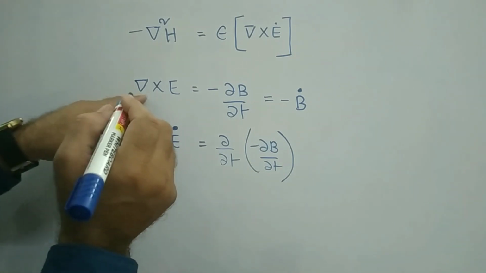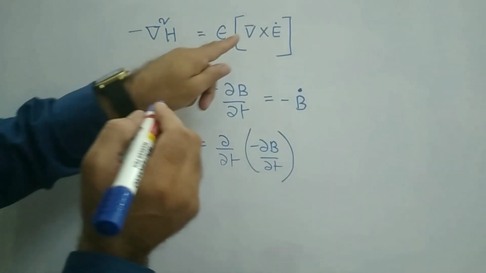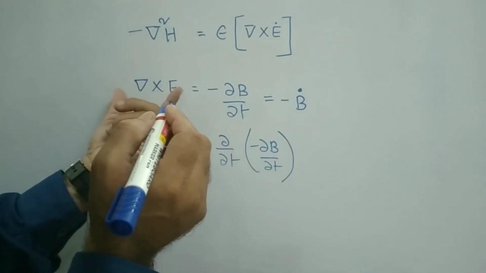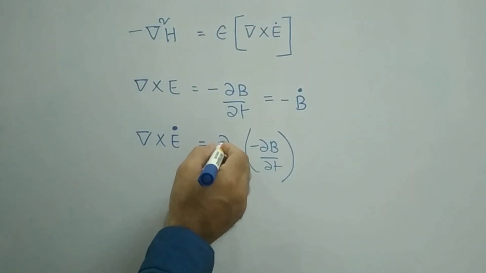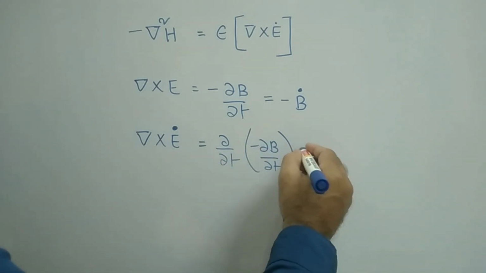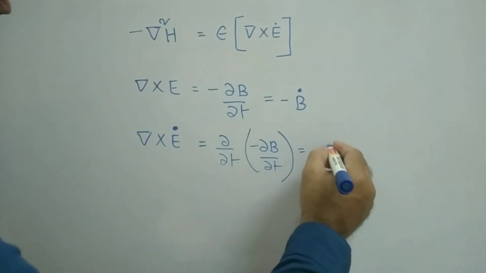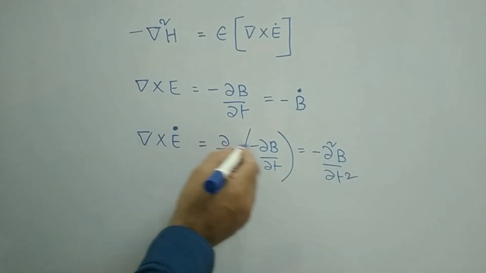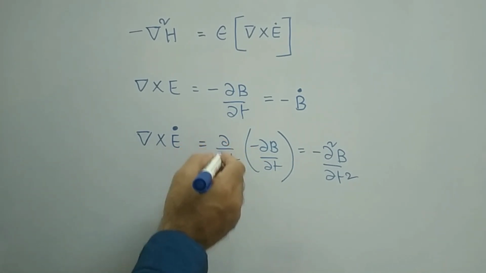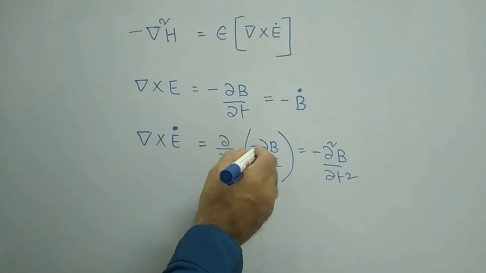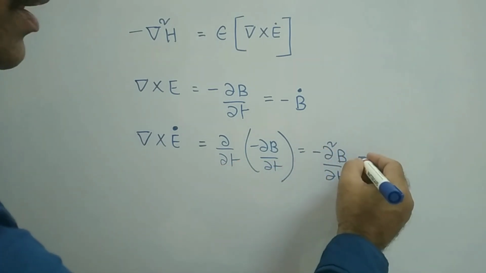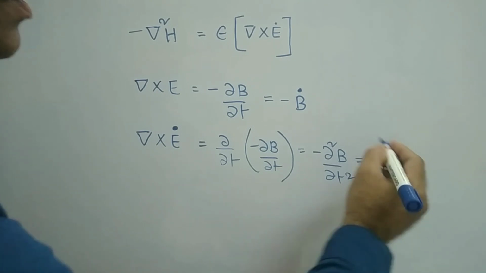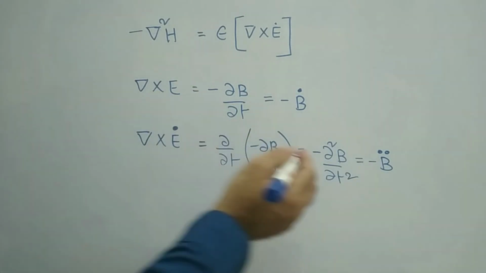So, already del cross E is equal to this much. Now, del cross of E dot means for this we have to take the first derivative, another derivative: dou by dou t of dou B by dou t. It is nothing but minus dou square B by dou t square. Clear? Take minus outside, dou by dou t of dou B by dou t, nothing but dou square B by dou t square. This is nothing but minus B double dot, because it is the second derivative.